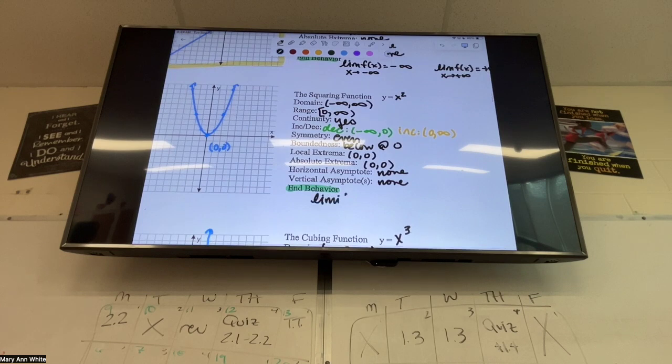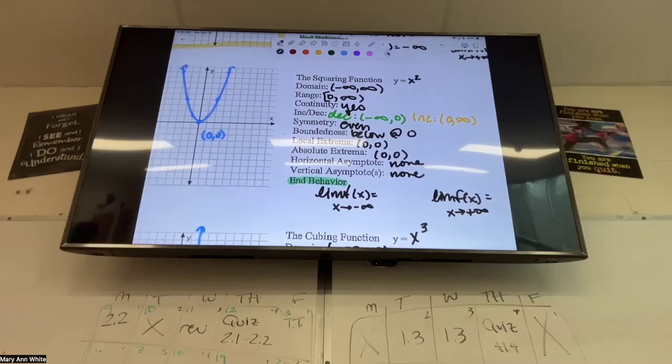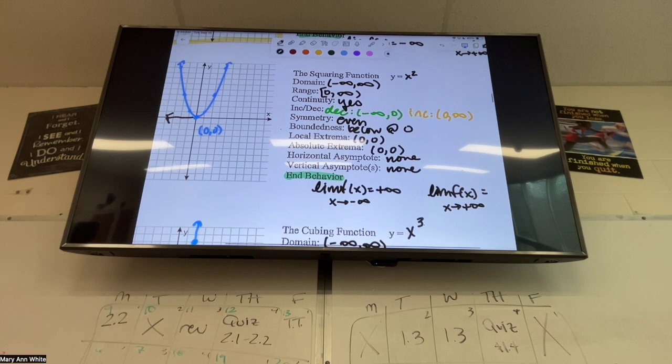I'll do limit of my function as x approaches negative infinity. And I'll also say limit of my function as x approaches positive infinity. As x gets smaller and smaller, what's my y doing? Getting bigger, it's going up. So we'll say that's positive infinity. What's my function doing as x gets bigger and bigger? Also getting bigger. So we'll say positive infinity, positive infinity. So this one, my end behavior was in the same direction.